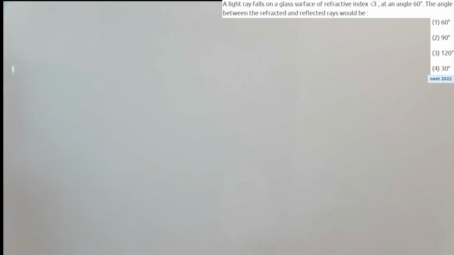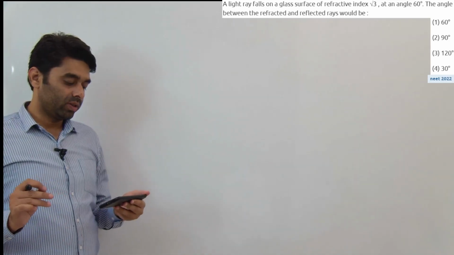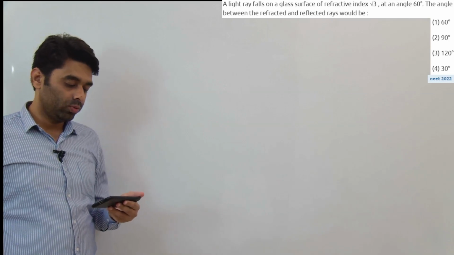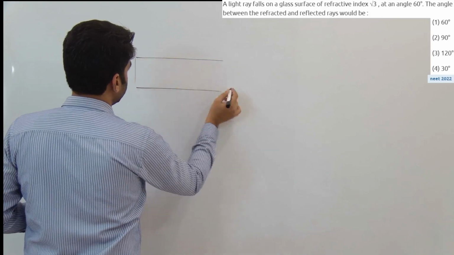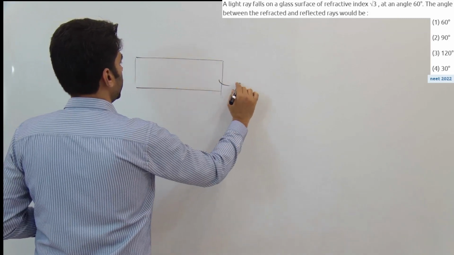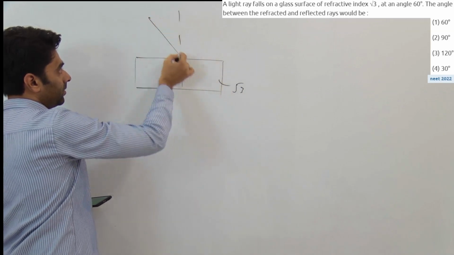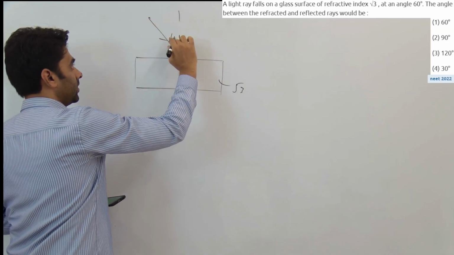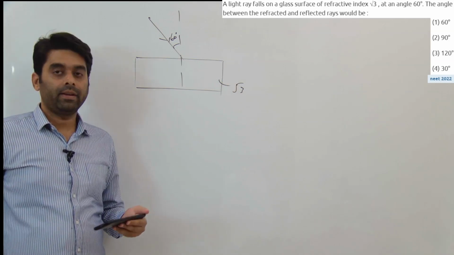So the question we have is, a light ray falls on a glass surface of refractive index root 3 at an angle of 60 degree. Okay, let's consider this is your glass surface or a glass slab, we can take it, and the angle of incidence given to us is 60 degree. Fine. They are asking the angle between the refracted and reflected ray would be.